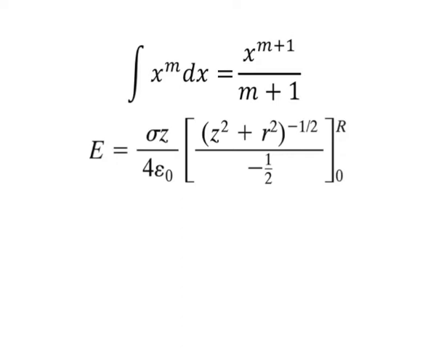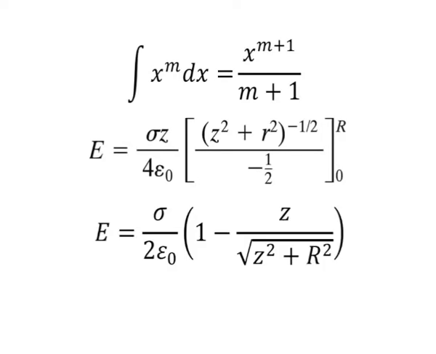Taking the limits in this equation and rearranging, we find E is equal to sigma upon 2 epsilon 0 into (1 minus z upon under root of z square plus R square) as the magnitude of the electric field produced by a flat circular charged disk at points on its central axis.